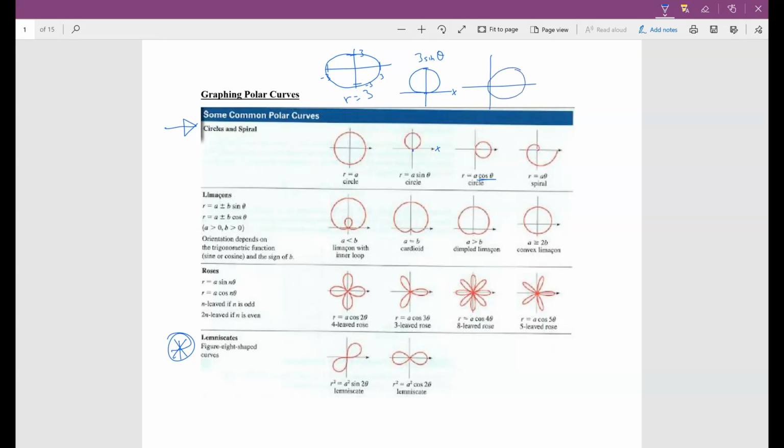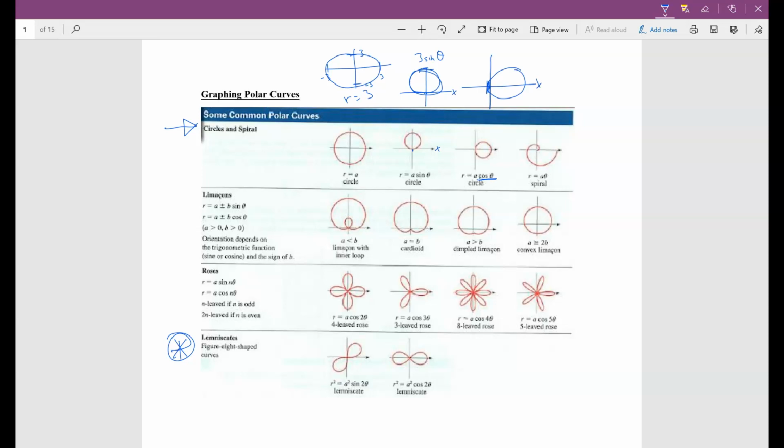Okay. All right. So one way that I can remember that is that the cosine is the x value, so it's going to be about the x-axis, and then sine is the y value, so it's going to be about the y-axis. That's for the positives. If these were negatives, they would be swapped.